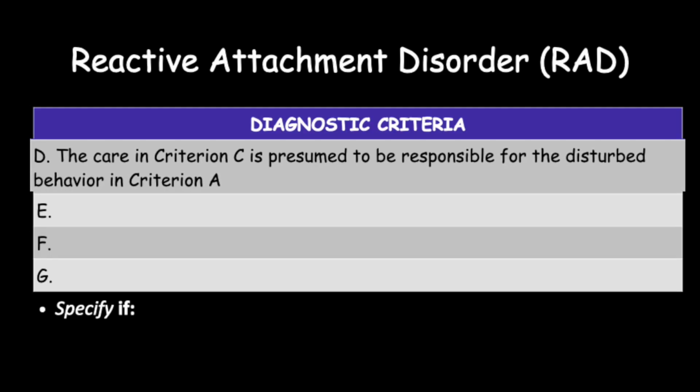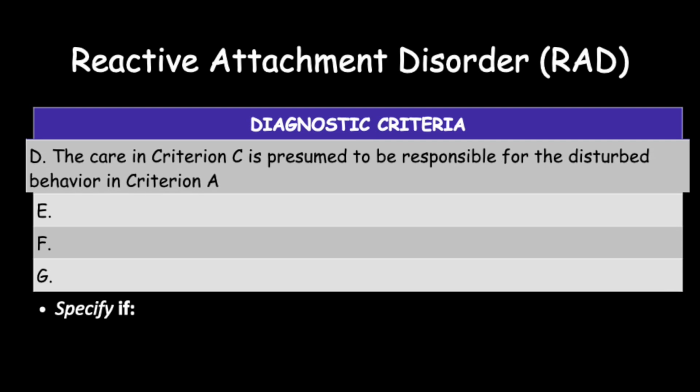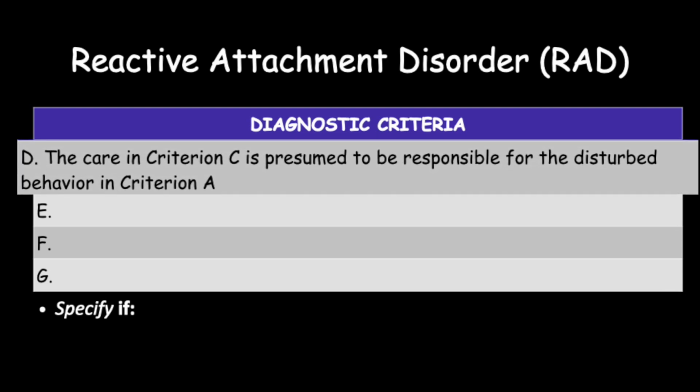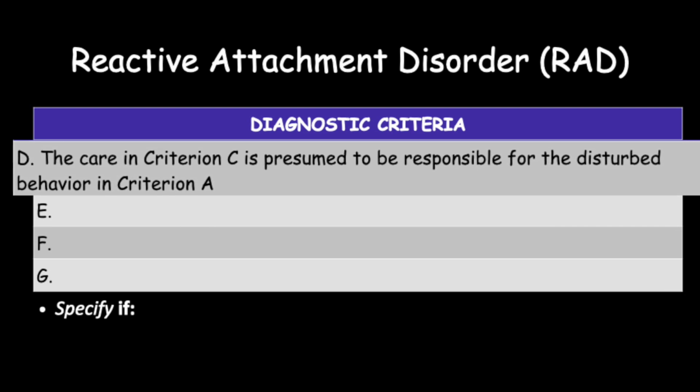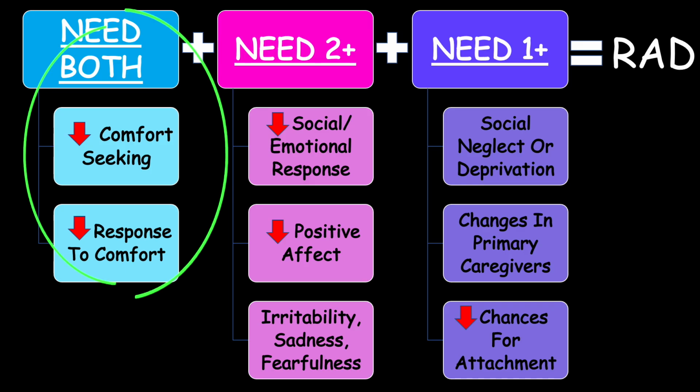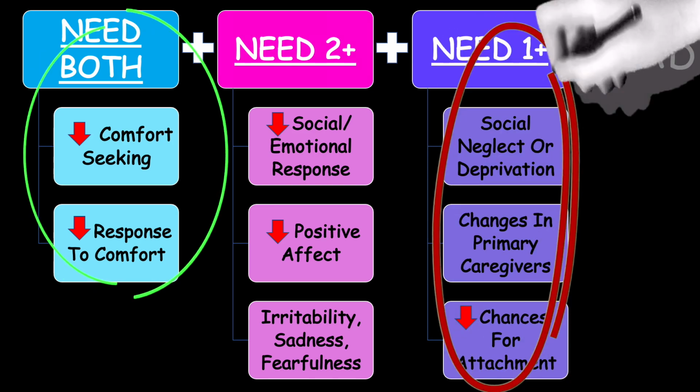Criterion D states that the care in criterion C, whether it's neglect, repeated changes in primary caregivers, or being raised in an environment that limits opportunities to form attachments, is presumed to be responsible for the disturbed behavior seen in criterion A. Meaning that the disturbances seen in criterion A, whether it's a child minimally seeking comfort or responding to it when distressed, began following the lack of adequate care.